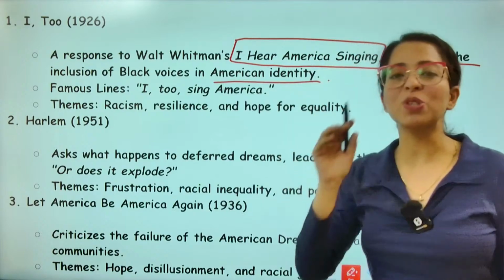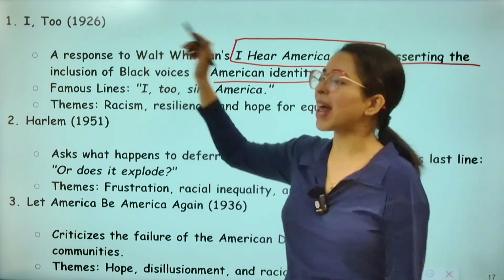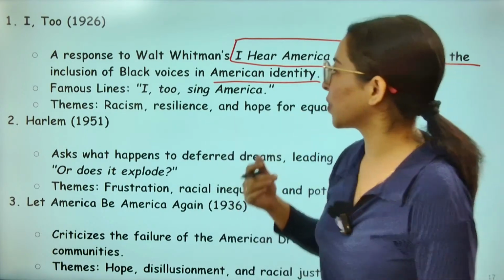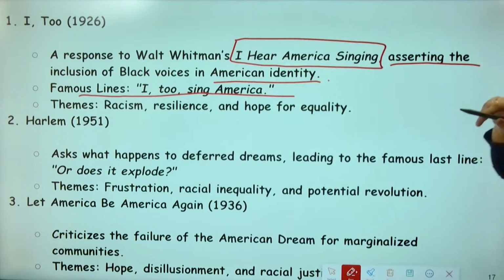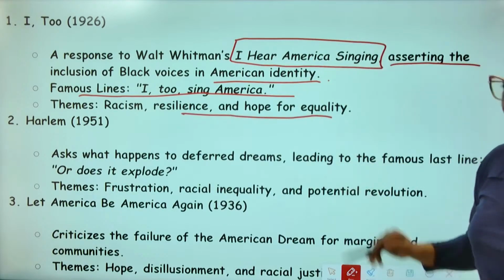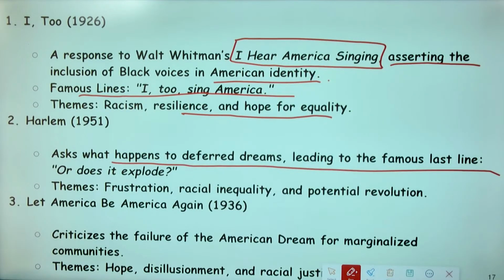So Walt Whitman was a white guy, right? उसने लिखा I Hear America Singing. And black guy Langston Hughes said that yes, I too. It's a beautiful, you can say, a thought. Famous line: I too sing America, themes racism, resilience, and hope for equality. Then comes Harlem. Ask what happens to deferred dreams, leading to the famous last line, or does it explode?